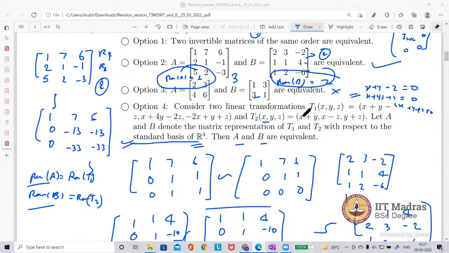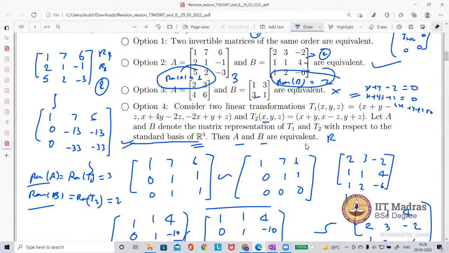What is the rank of T1? Both are rank 2, sir. Both are equal. Both have rank 2. Sir, I got the rank of T2 as 2, and T1 as 3. Okay, so the rank of T1 is 3 and T2 is 2. That means the rank of A is 3 and the rank of B is 2. So according to you, both are not equivalent.